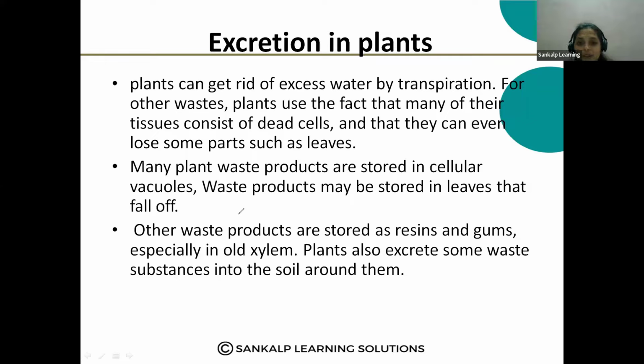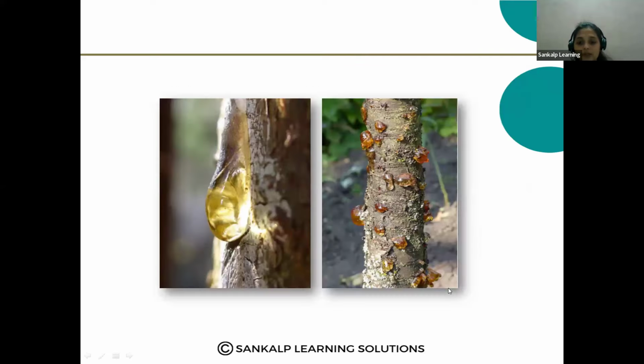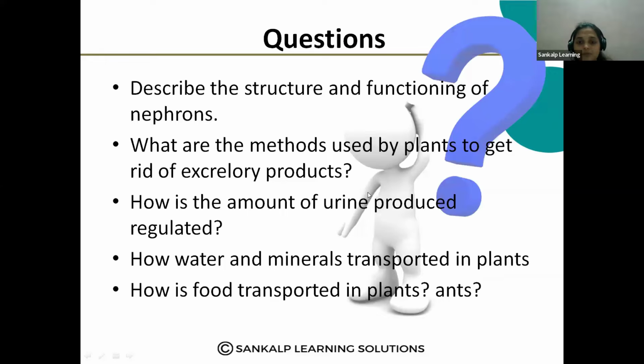They develop different methods for excretion. There is no separate system for plants. Okay, so this is how excretion takes place in plants. A very important chapter. So these are the resins and gums, and they are also waste products in plants.